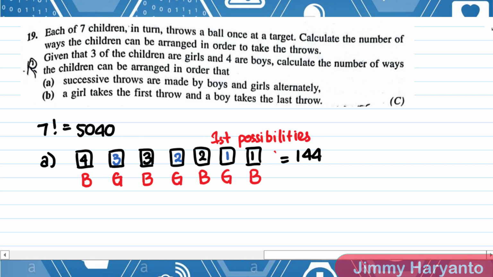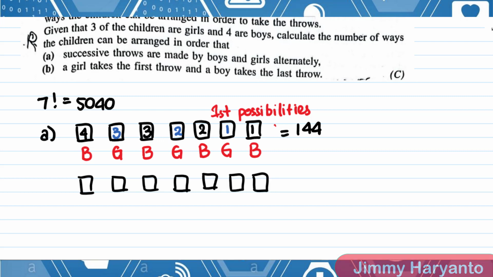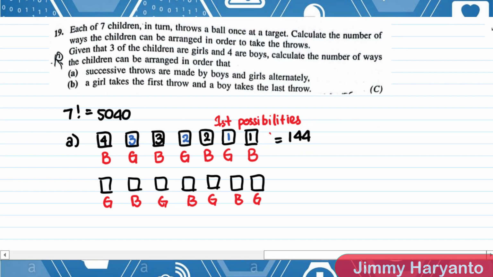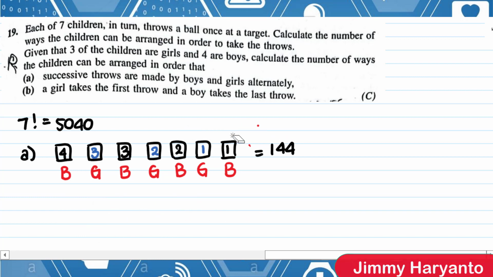Yes, but I don't think we have a second possibility. Why? Take a look at this. If girls go first, that means girl, boy, girl, boy, girl, boy, girl, right? We don't have enough girls to take the throws, because we need 4 girls for this possibility, but we only have 3, so we cannot do this one. But if we could, you should do it, and then the result would be added to the first one. Okay, that is for A.